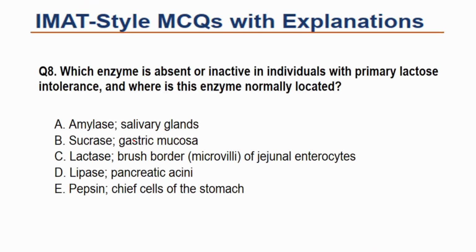Now that we have traced how long-chain lipids are successfully packaged into chylomicrons to navigate the lymphatic system, we can pivot smoothly to evaluate the clinical and structural limitations that arise when a student confronts carbohydrate enzyme deficiencies on the microvilli border. Question 8 reads, which enzyme is absent or inactive in individuals with primary lactose intolerance? And where is this enzyme normally located? Here are the options. Before getting to the right answer, let's discuss the perspective a bit.